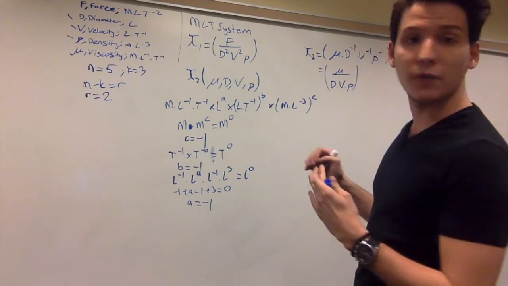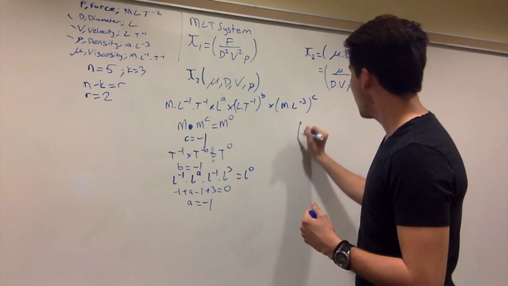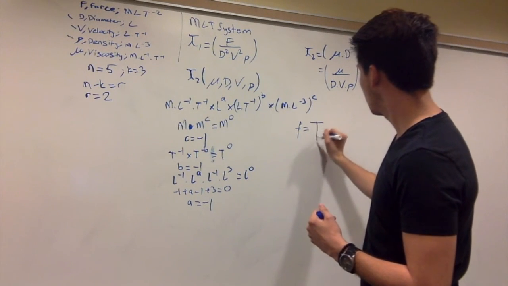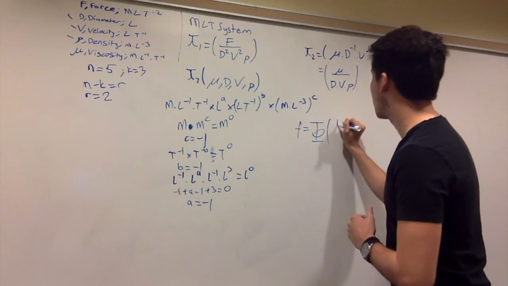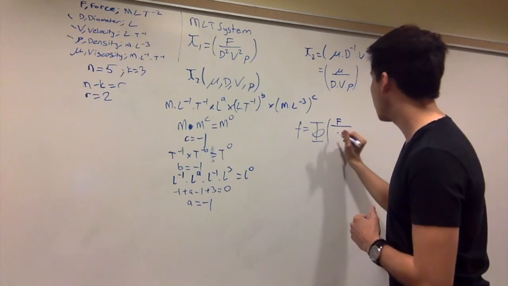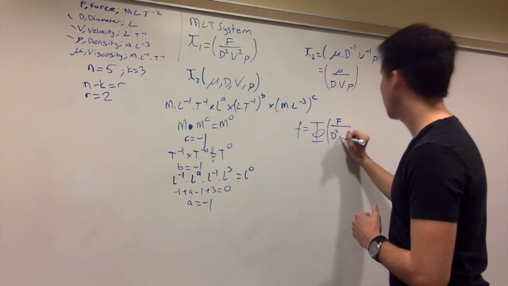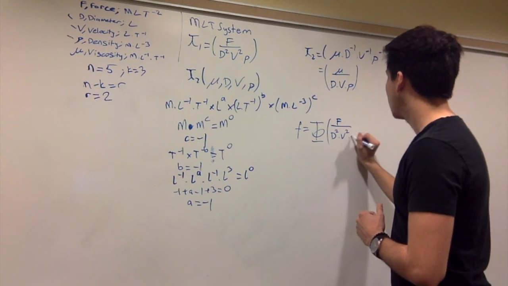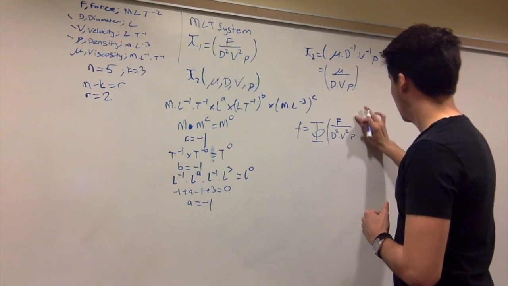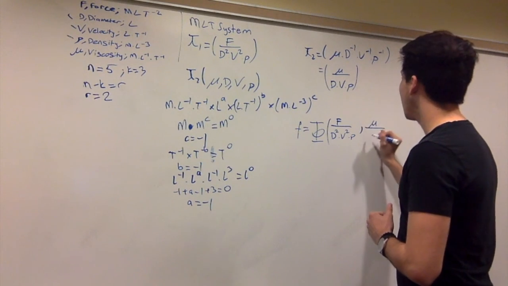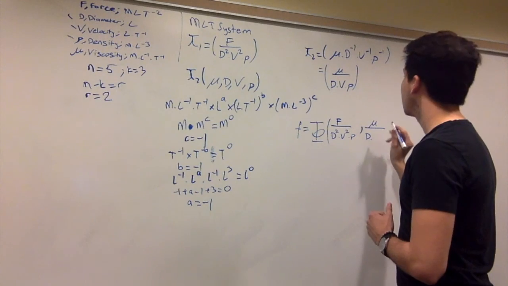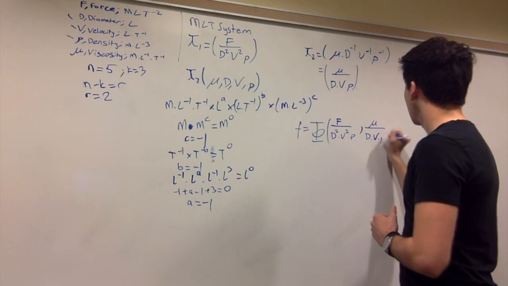So we can write this function as F equals a function of pi 1, which is F divided by D squared times V squared times rho, comma, viscosity divided by diameter times velocity times density.